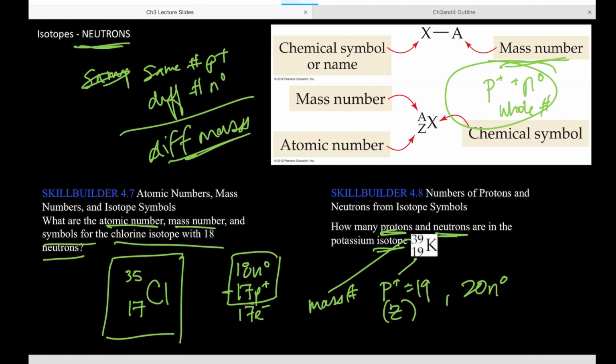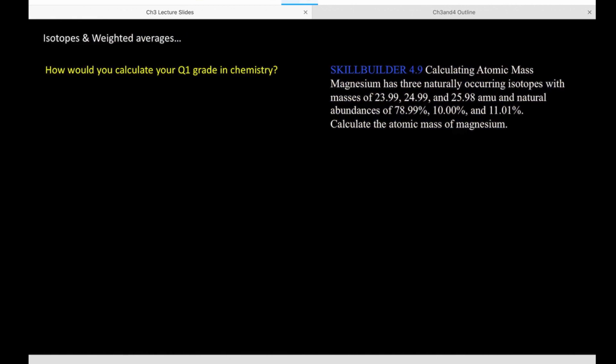All right. Fantastic. Next up, isotopes and weighted averages. Most of the elements, not all of them, exist as a group of isotopes that all have their own natural abundance. Which means that we have to do a weighted average where every piece contributes a little bit differently to the overall number, which is exactly like how we calculate our grades in chemistry.